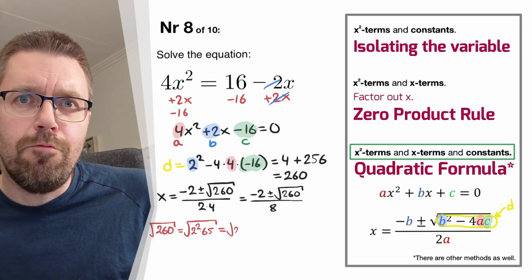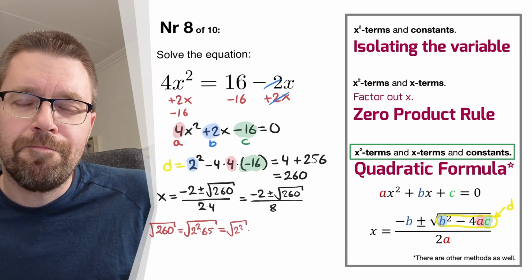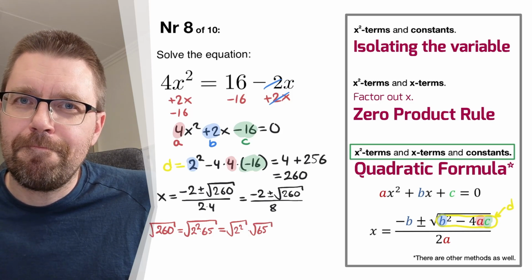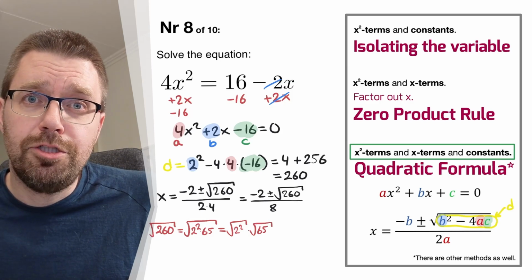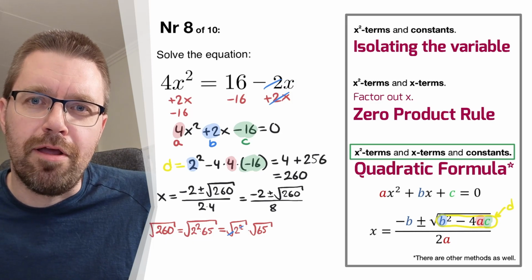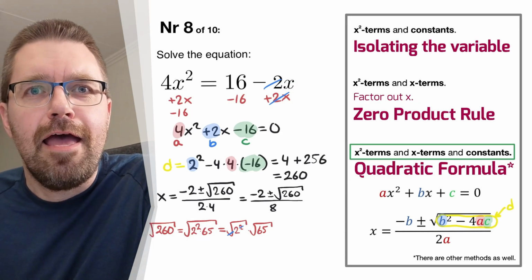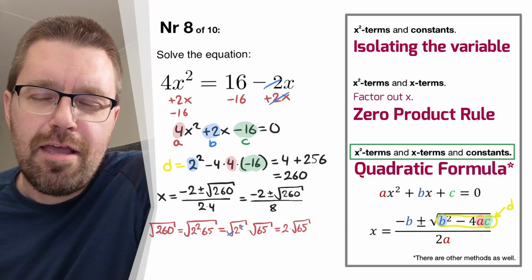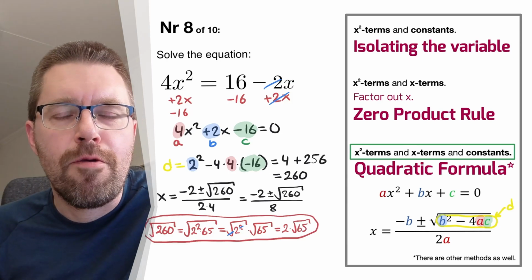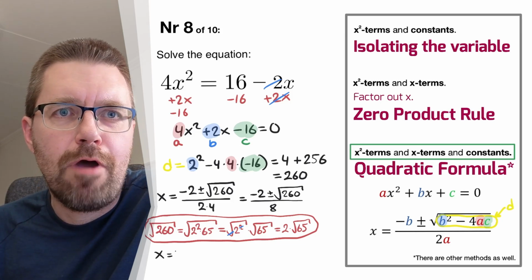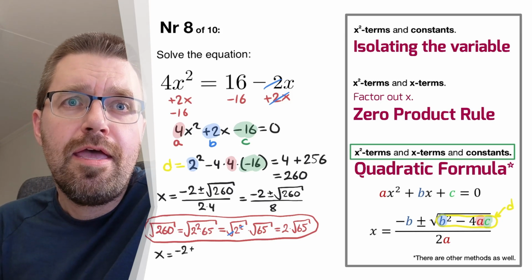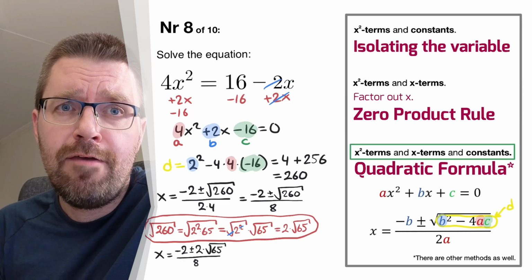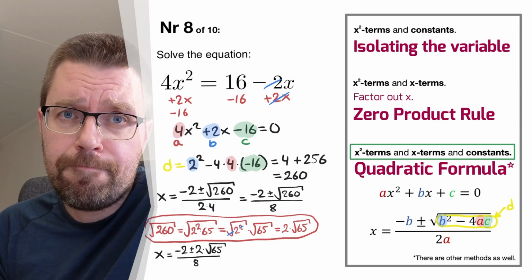I have one factor with the square root of 2 raised by 2, and then one factor, the square root of 65. In the first one, we only have 2 because the square root and the exponent cancel each other out. And then we got 2 times square root of 65. And when we plug this into the formula, we have x equals minus 2, and then plus minus 2 times square root of 65, and then divide by 8.